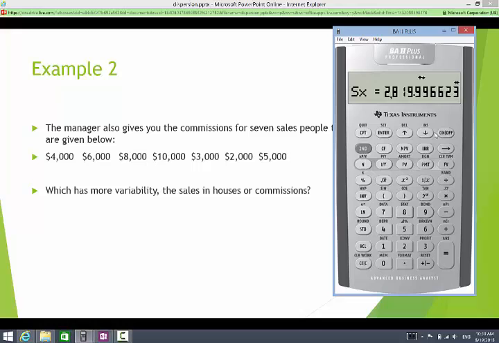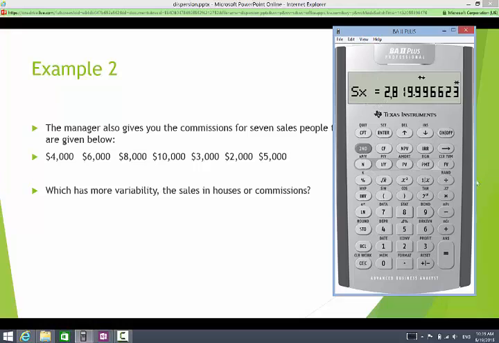But commissions is in dollars, sales is in number of houses, different units. The average number of sales is 4.86. The average commission is 5,200 or 5,400 and change. So we can't just compare standard deviations because we've got different units and way different means. So what we're going to do is find the coefficient of variation.